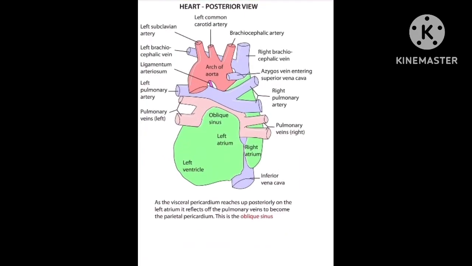Whereas on the inferior or diaphragmatic surface of the heart, these proportions are reversed, so there's 2/3 left ventricle and 1/3 right ventricle.